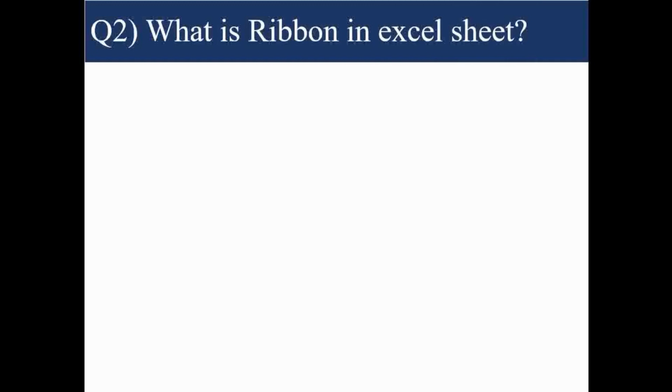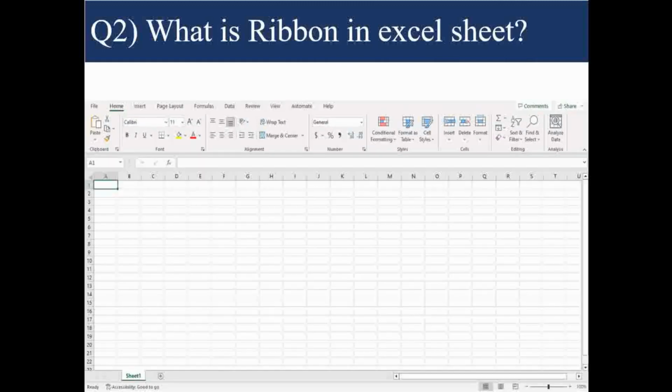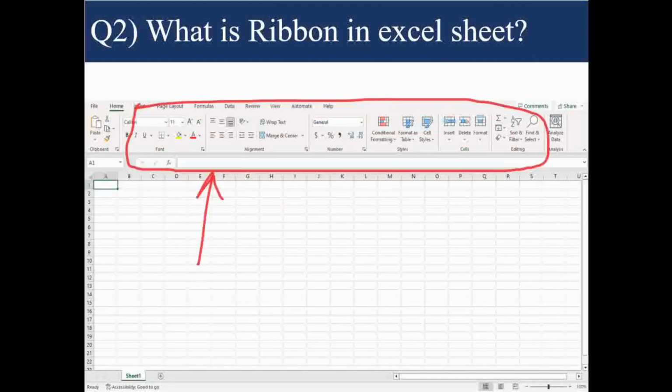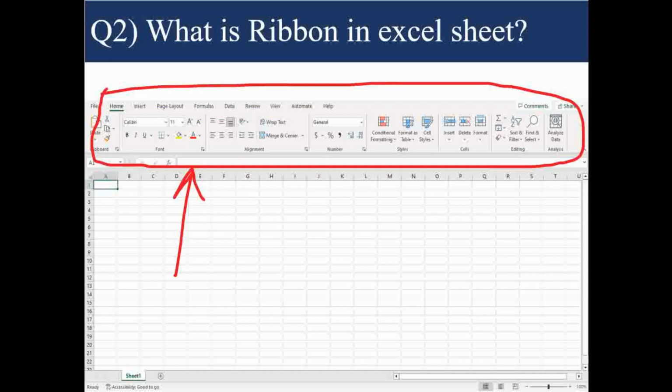Second question: what is the ribbon in the Excel sheet? If you open the Excel file, you will find such a structure, and if you observe the particular header, it is called the ribbon. Different options and tabs are available in it, such as Home, Insert, Page Layout, Formula, Data, Review, View, Automate, Help. These are the different tabs in the ribbon. So this upper portion of the Excel sheet is called the ribbon.